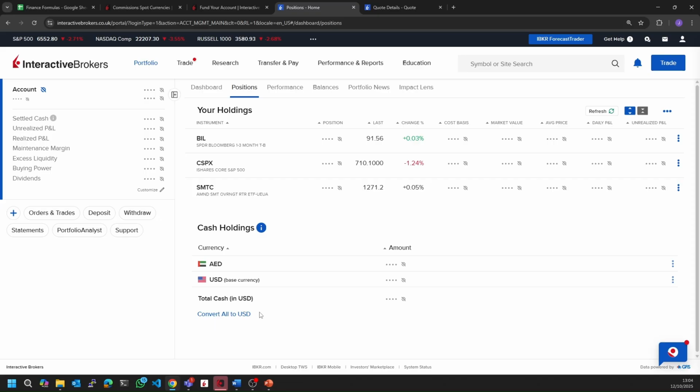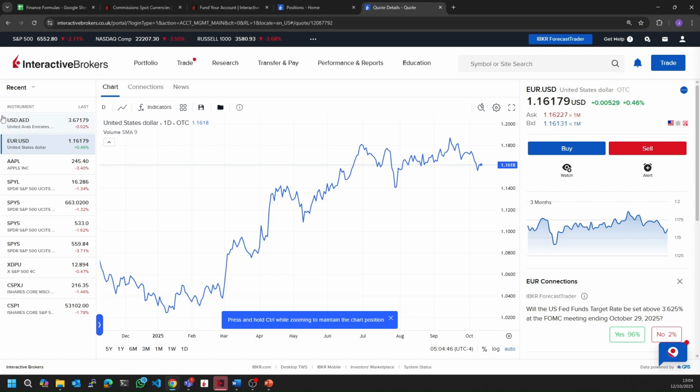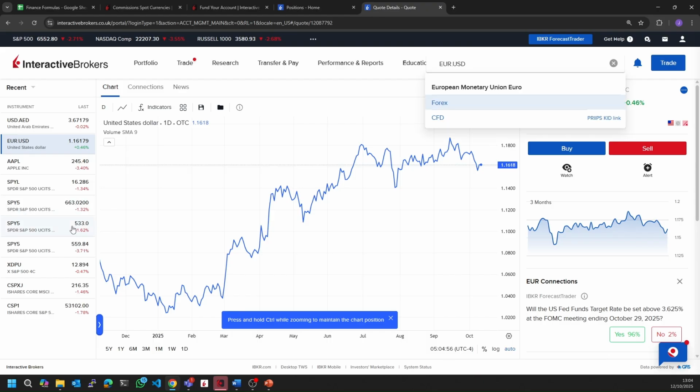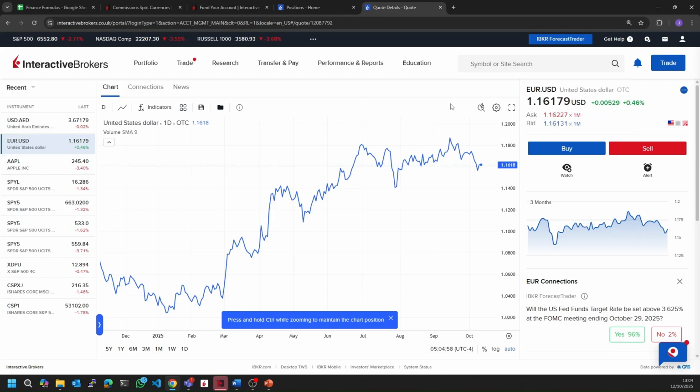If you want to limit the transaction, you can just simply search for the exchange pair. For example, here you can search US dollars, USD. And if you are searching for your currency and you cannot find it, you can just swap these two symbols with each other.